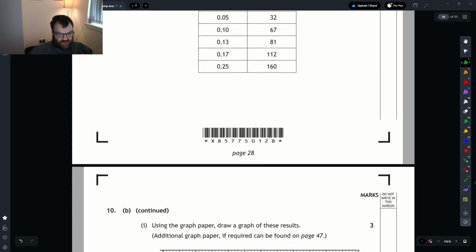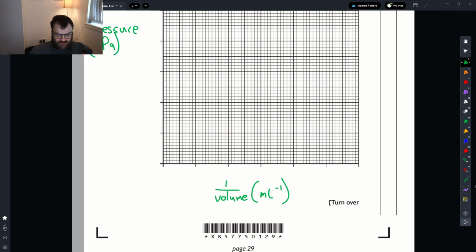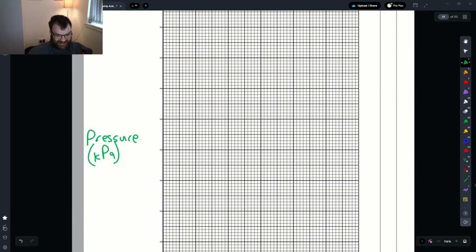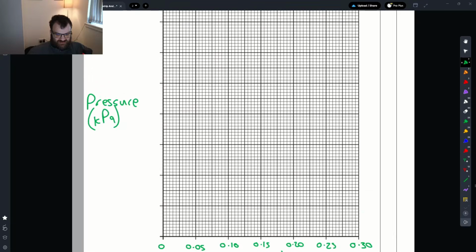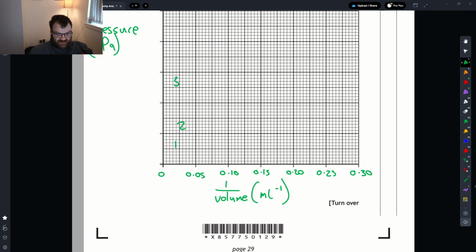Set up like that. Right, looking at the volumes, they range from 0.05 up to 0.25. Now, it looks like we could go for every big box being 0.05, and that covers everything we need and is going up evenly. So that's looking decent to me. Pressure goes up to 160. 20s is my first thought. We've got how many boxes? 1, 2, 3, 4, 5, 6, 7, 8 boxes, 9 boxes. So going up in 20s would probably be quite a good idea.